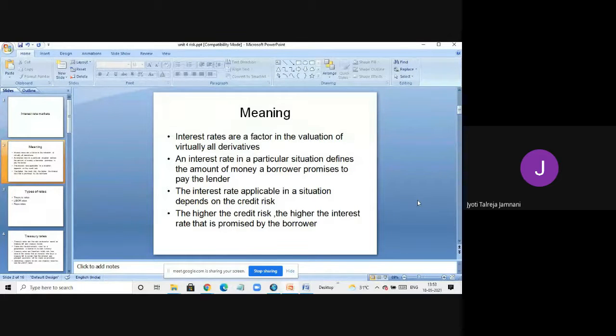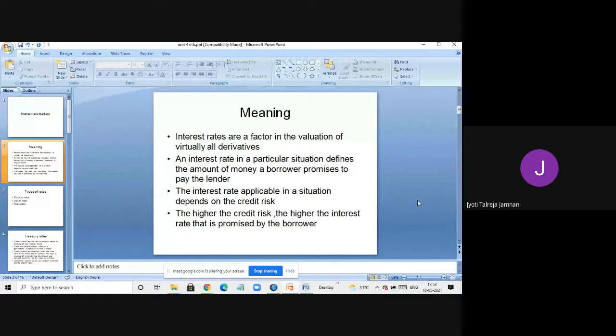What kind of risk? Suppose I and Mansi enter into a contract and there is no intermediary. The risk is very high. I may default. She has just given me money on trust. So if she just trusts me and gives me money, there is no collateral, no banker, no guarantor, then she will charge a high interest rate because the risk is high.